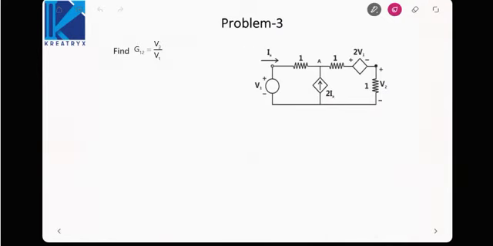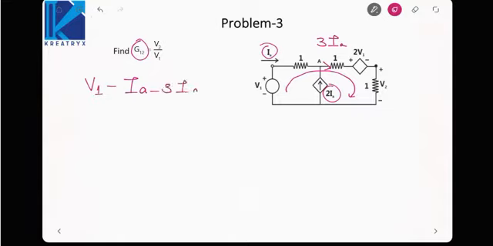It is asking us to find the transfer voltage ratio. So that means it is G12, that is V2 by V1. So here we have been given this network. Let us first identify the currents in each section. Here current is IA. Here current is 2IA. So current here will be 3IA. Now let us apply KVL here. If we are applying in this loop like this, it is V1 minus IA minus 3IA minus 2V1 minus V2 equal to 0.